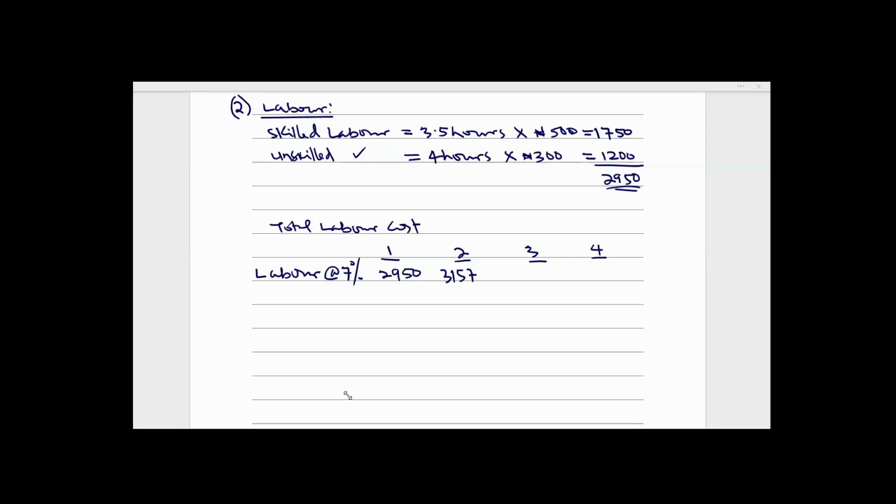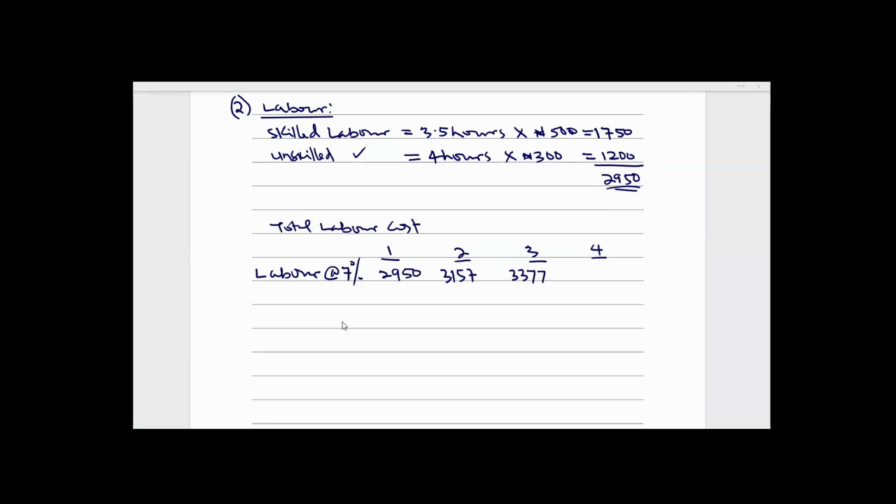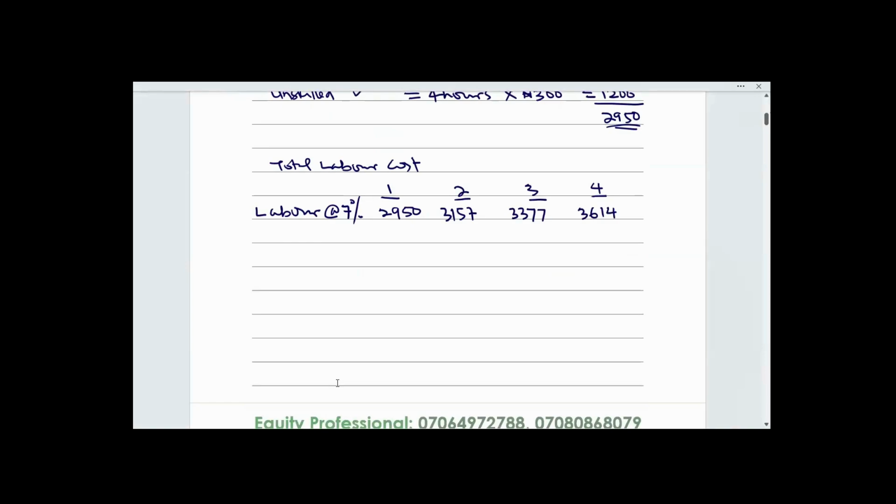That is 3,377. Yes. What you have in the calculator multiplied by 1.07. 3,614. Okay, then you multiply with the number of units. So you then say units.